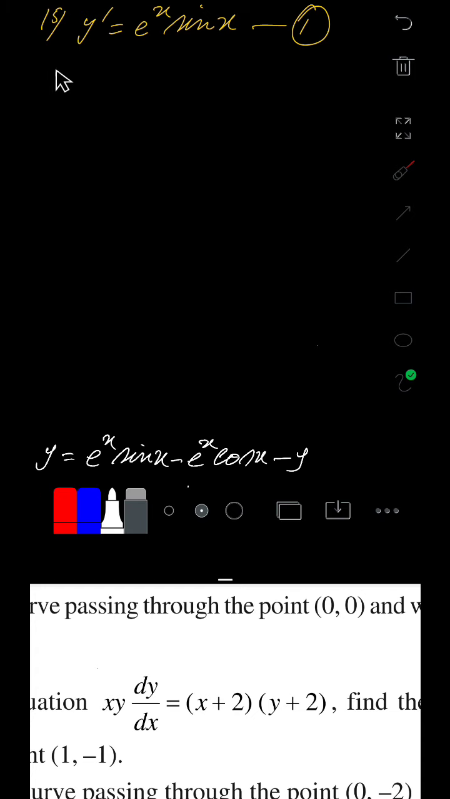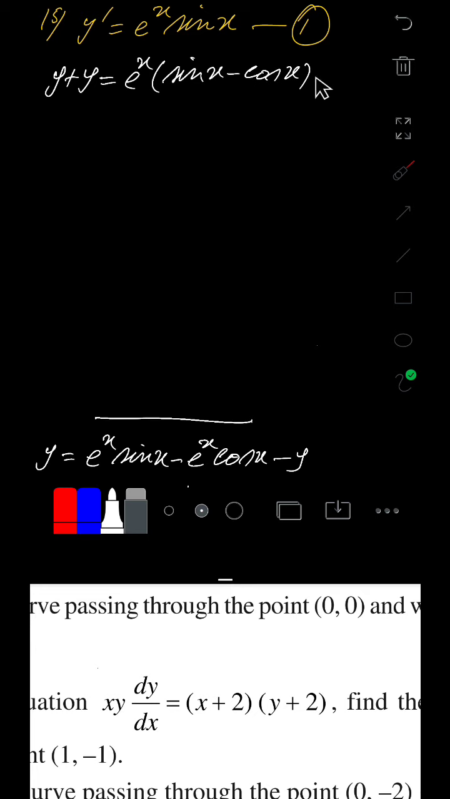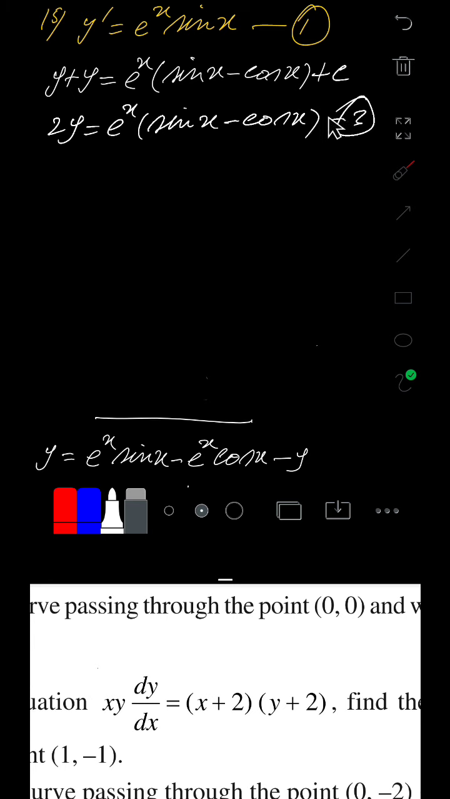So we have y plus y on the left hand side, and on the right hand side we have only these two terms, out of which e raised to the power x is common. So e raised to the power x, within bracket we have sin x minus cos x, and a constant of integration should also be taken, that is c. So y plus y, 2y, is equal to e raised to the power x into sin x minus cos x, plus c as a constant of integration, and let it be equation number 3.